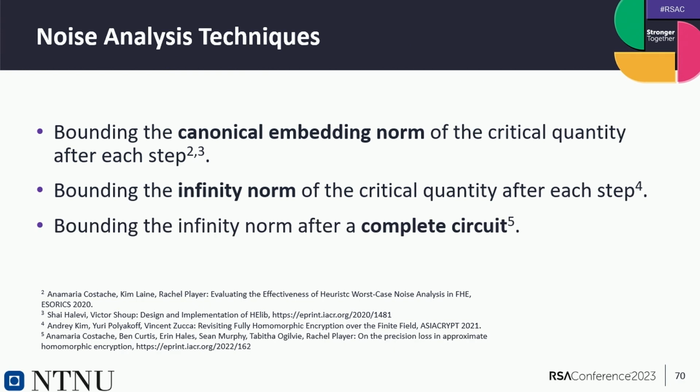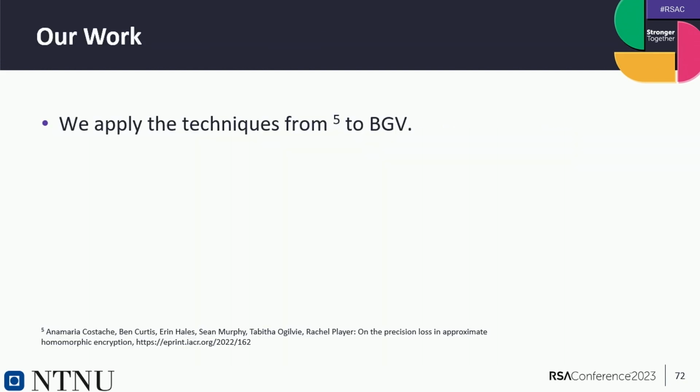Also, if we bound it after each step, we get an approximation error from our bounds in each single step. So with particularly deep circuits, the approximation errors add up, and we get looser and looser bounds the further we proceed in our computations. So it was proposed to bound the infinity norm of the complete circuit at the end, to only get this approximation error once. This is essentially what we have been doing, and we applied this technique to BGV.